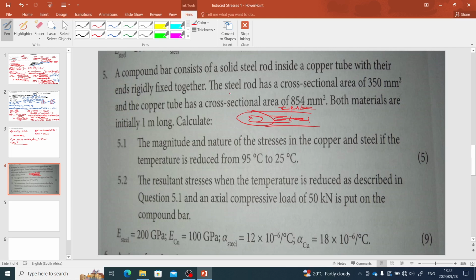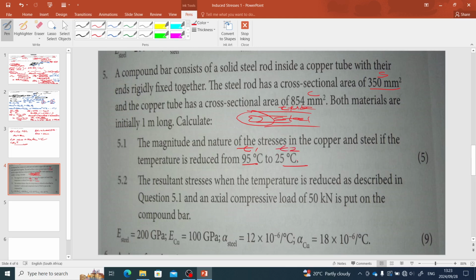Ends rigidly fixed together. The steel rod has a cross-sectional area. This is the area for steel. Then this is the area for copper. Then check the wording here. They want us to calculate the magnitude and nature of stresses in the copper and steel if the temperature is reduced from 95 to 25. Now be careful. From, this is T1. To, this is T2.